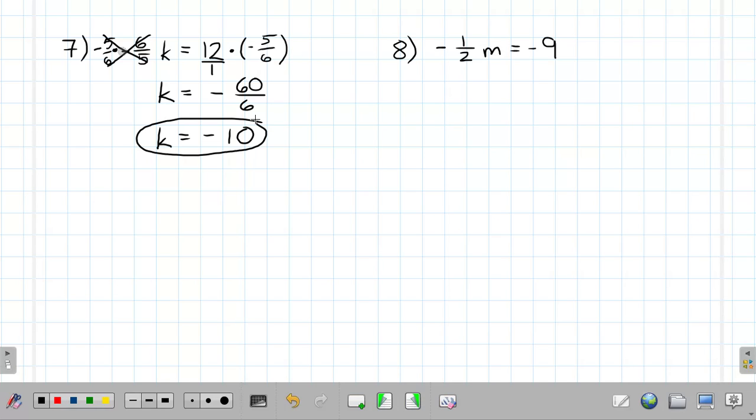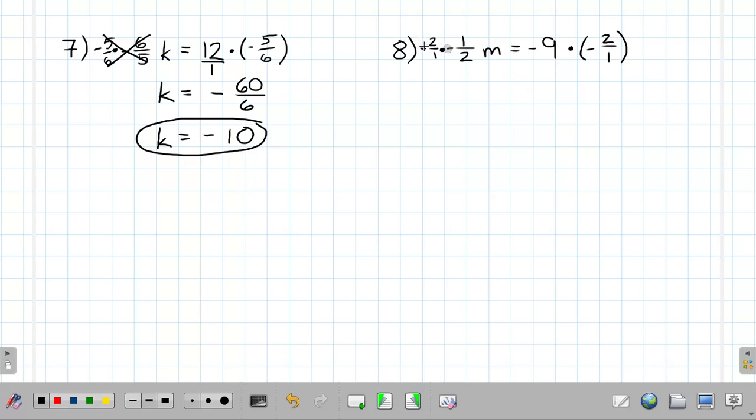And lastly, pretty much the same thing as what we just did, except the number on this side is also negative. But exact same process. We have a negative fraction here, so a -1/2. Well, that means we need to multiply it times a -2 over 1.